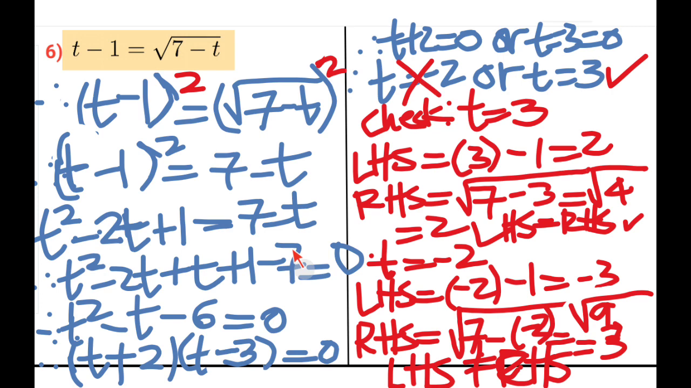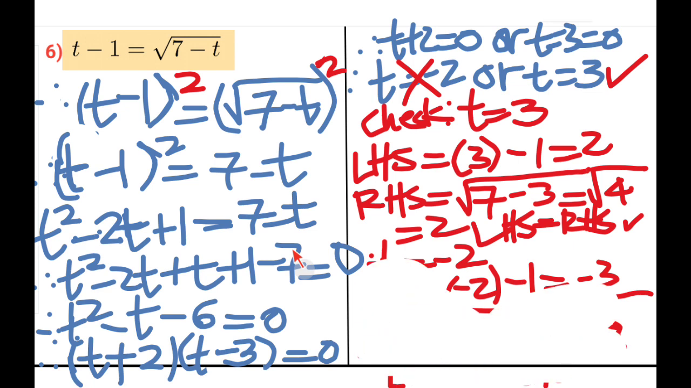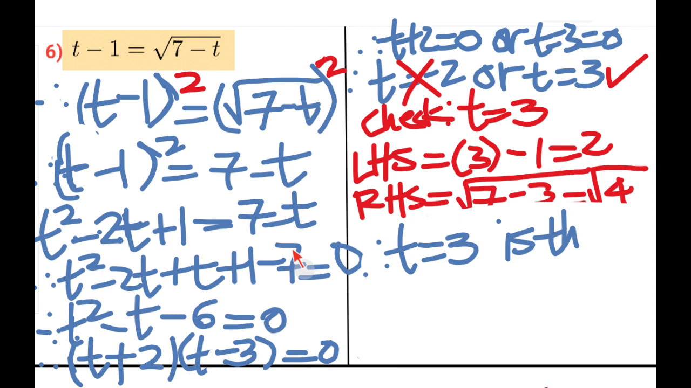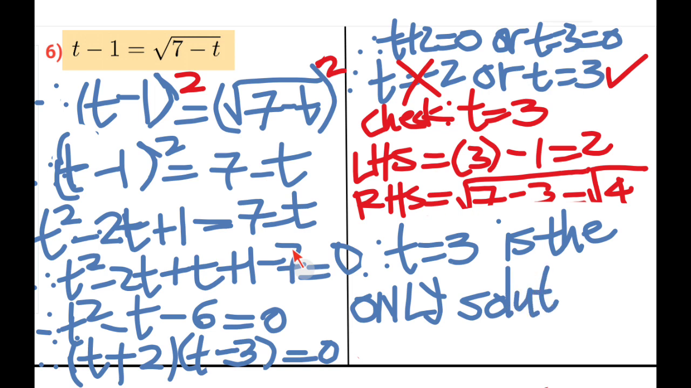Therefore, our answer is t equals 3 is the only solution. Very important. Only solution. This is the case where checking really helps.